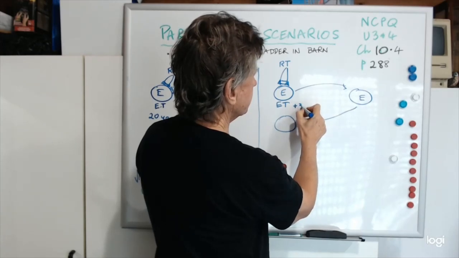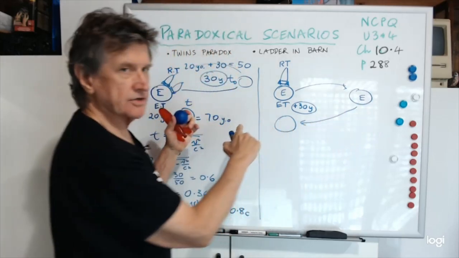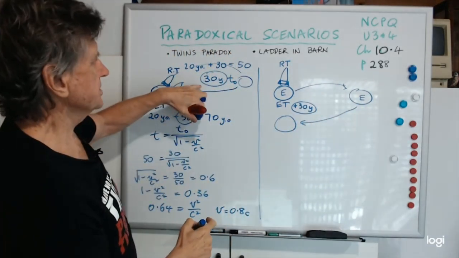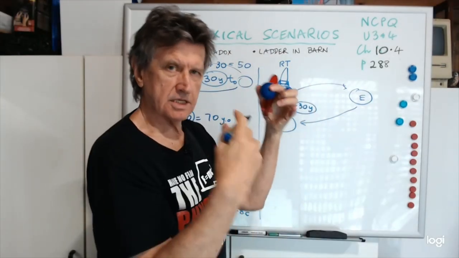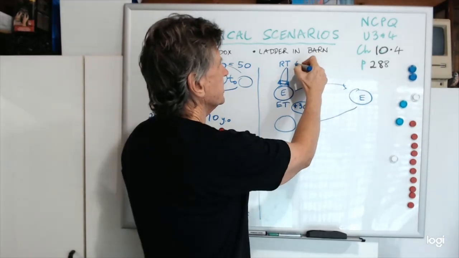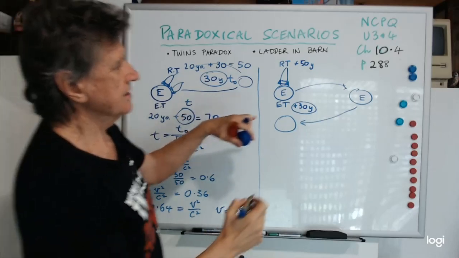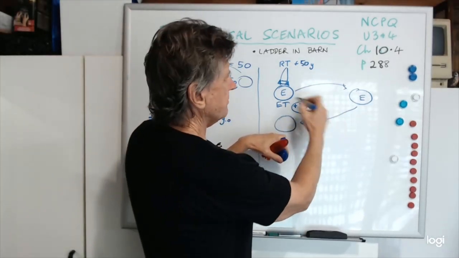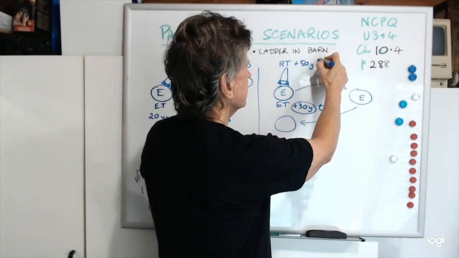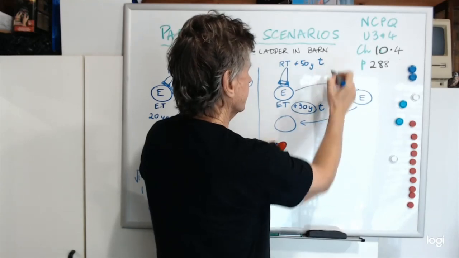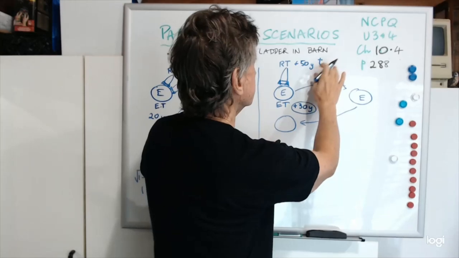So what you should get is that the Earth twin would have aged 30 years, because we're saying he's now the traveling twin. So like before, we said the traveling person ages 30 years, but the rocket twin, who is stationary in this scenario, will have aged 50 years. Okay? Now, it's the moving frame of reference, so that'd be T, and that'd be T. No, the other way around. That's T0 and that's T. No, that's T0 and this is T.